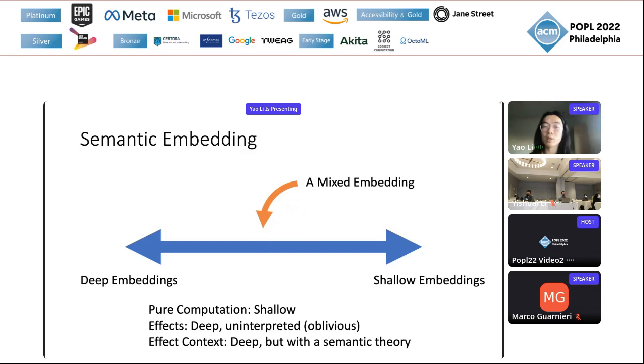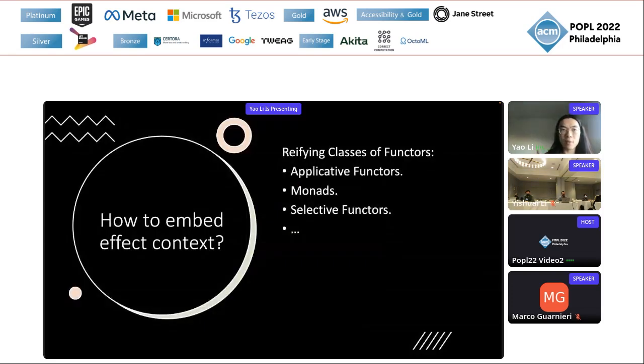But we will pre-equip this deep syntactic structure with some semantic theory as well. So although it's deep, there's some way to reason about the semantics behind the effect context. So how do I embed this effect context deeply using deep embeddings? Well, it turns out that effect context corresponds to some familiar concepts we commonly find in programming languages like Haskell, and that is the classes of functors. So basically, how do we embed effect context? We use the classes of functors like applicative functors, monads, and selective functors, etc.